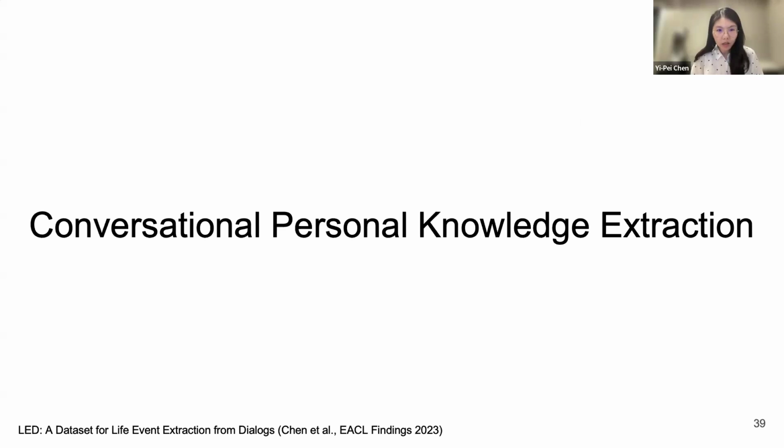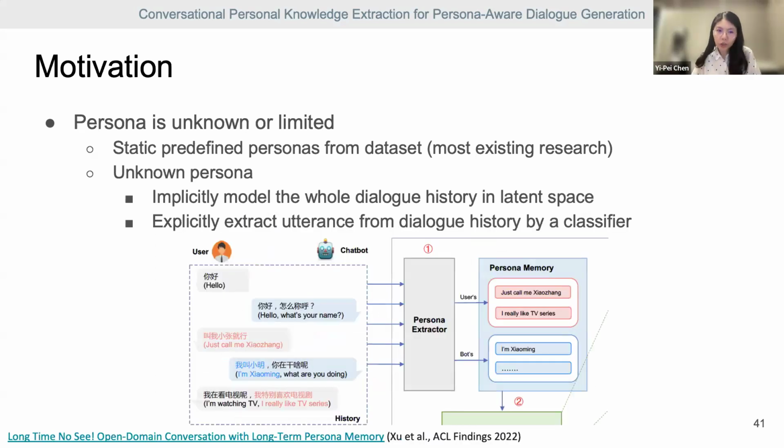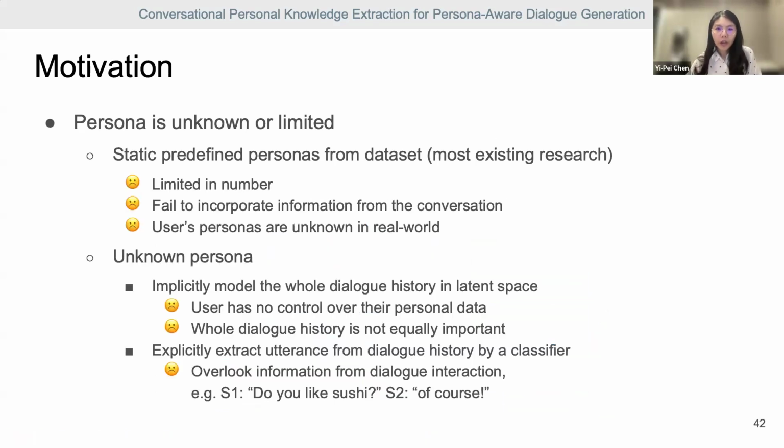Now I'm going to talk about conversational personal knowledge extraction. We found that most works in persona-aware dialogue generation rely only on static personas provided by the datasets. And the few works that identify personas from dialogue history either model the whole dialogue history in latent space, or extract utterances from the dialogue history with a pre-trained classifier. Personas from datasets are limited in number, and they fail to reflect new information.